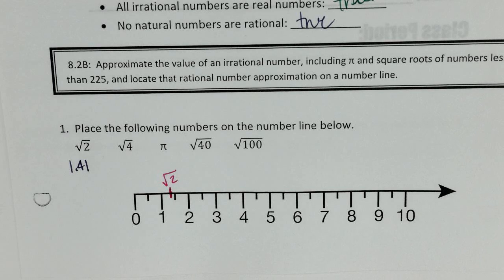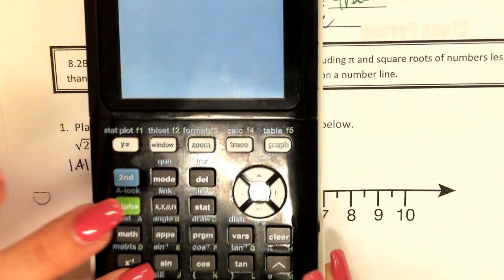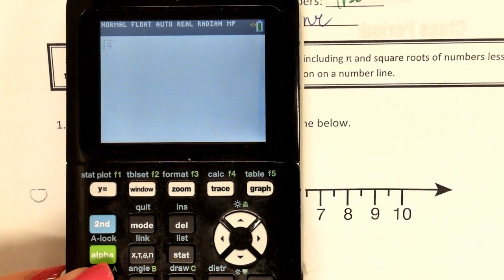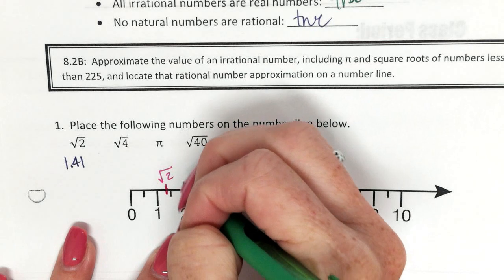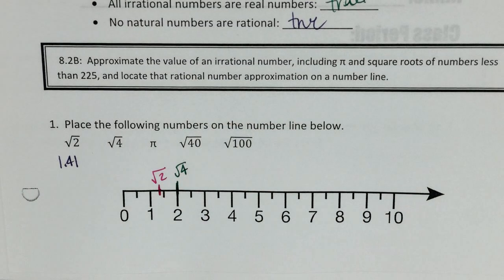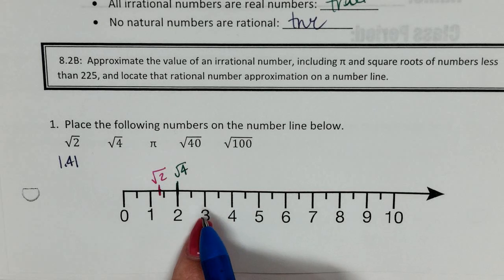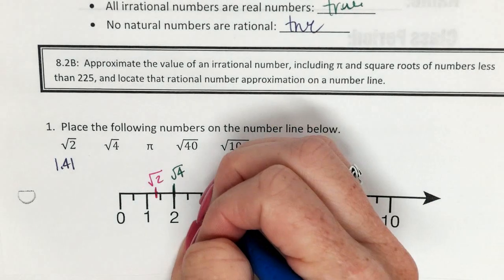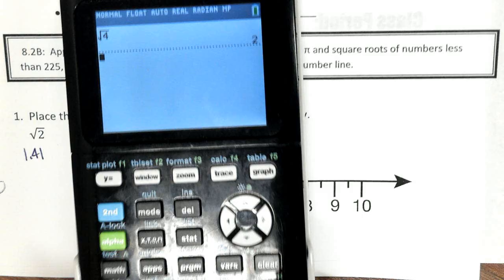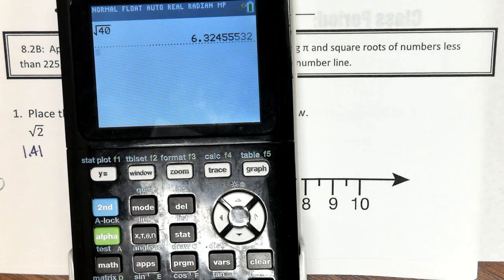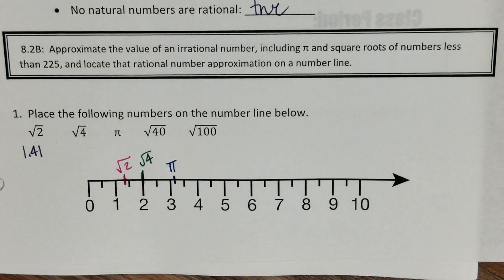The square root of 4, if you put that in your calculator, the square root of 4 is actually the whole number 2. So that would fall exactly right here on the 2, the square root of 4. Who knows what pi is as a decimal? 3.14. Where would 3.14 fall between 3 and 4? Closer to the 3. So 3.14, so I put pi right here. The square root of 40, I need to put in my calculator. 6.32. Where would 6.32 fall?